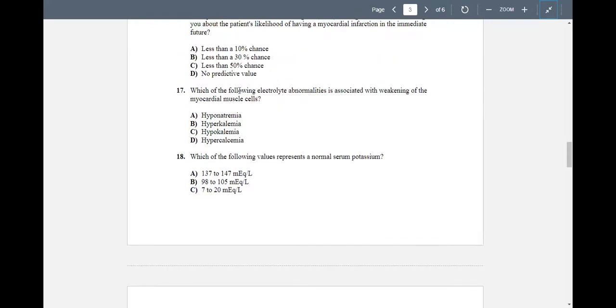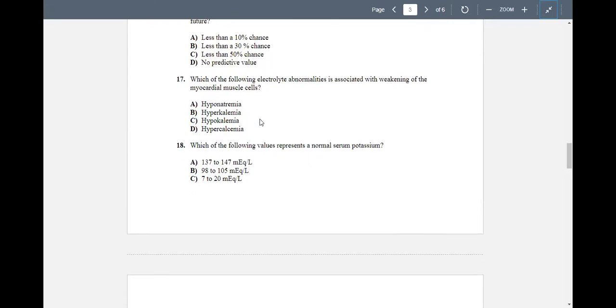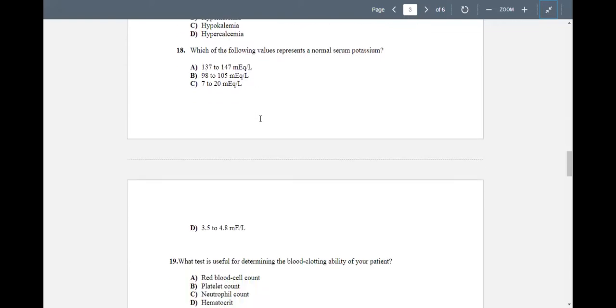Like 17, which of the following electrolyte abnormalities is associated with weakening of the myocardial muscles? Which one of these electrolyte abnormalities? You've got to first know what the electrolyte is. Hypernatremia, is that potassium or is that sodium, right? You have to know that; it's in the reading. So that's why I'm just showing you, it takes you a little bit deeper, okay?